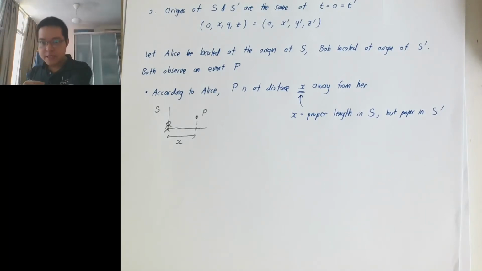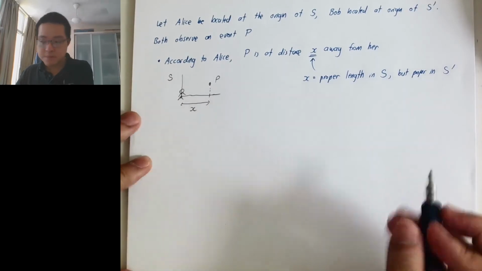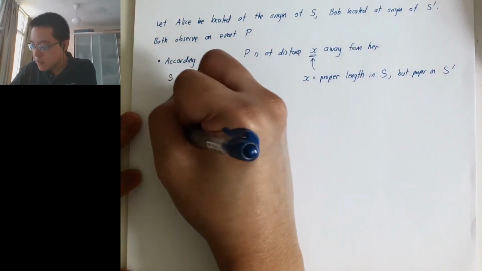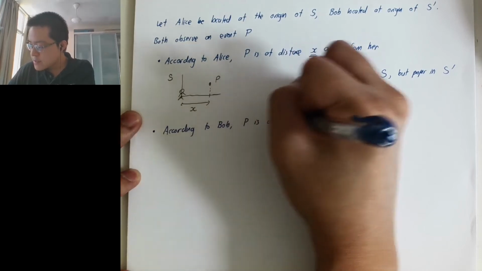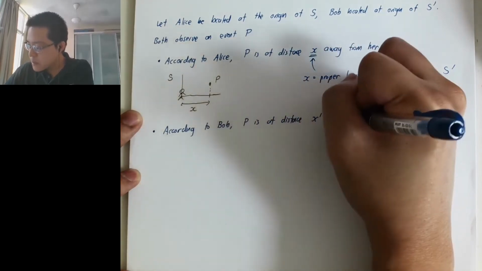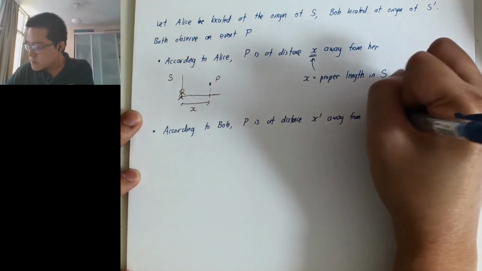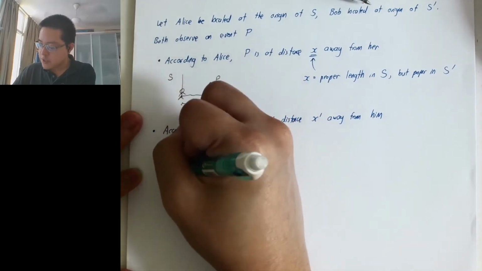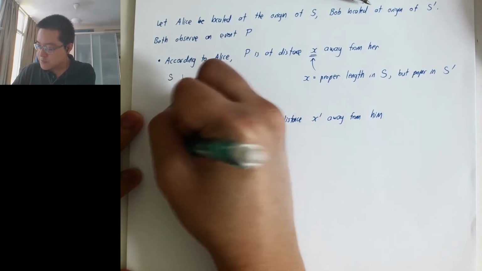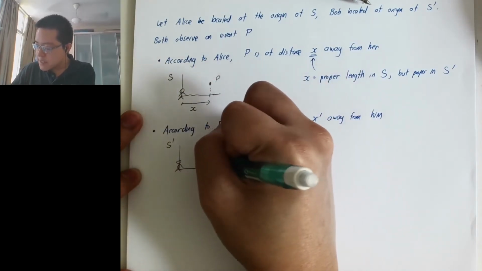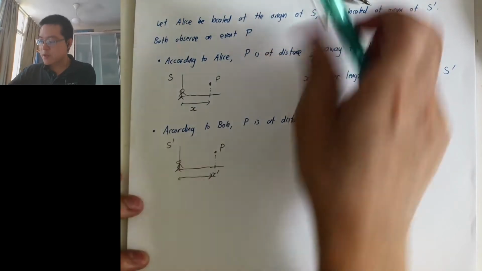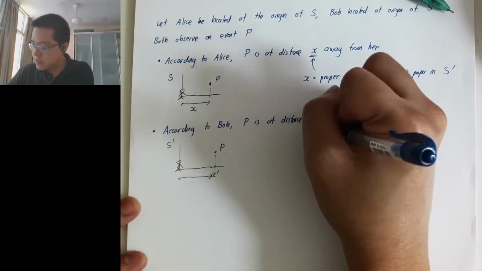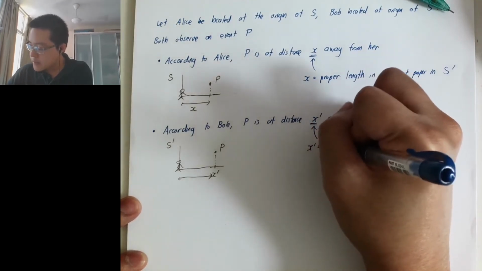So we got an event P, and that is the distance between Alice and the position P. Then we can say the same thing about Bob. According to Bob, P is at distance x prime away from him. We are now drawing a picture of Bob here, S prime, and then P. So Bob, using a separate coordinate system, is going to get some number x prime. So the distance between him and the point P is x prime. This number here is the proper length for Bob in S prime.